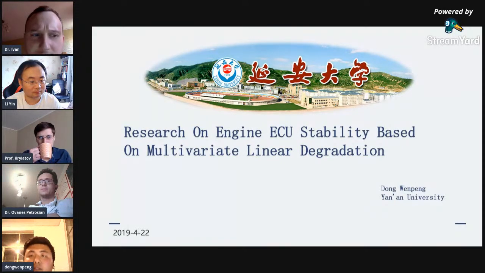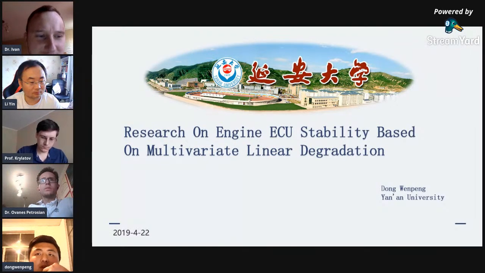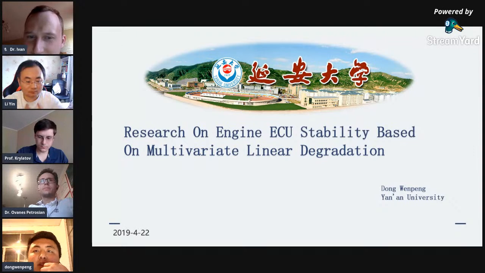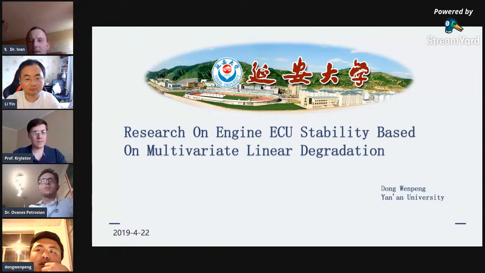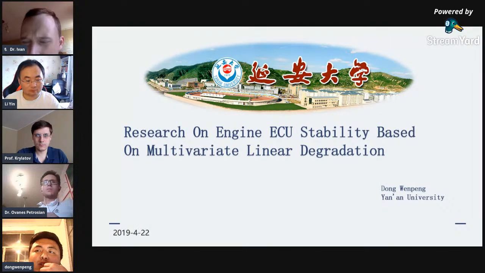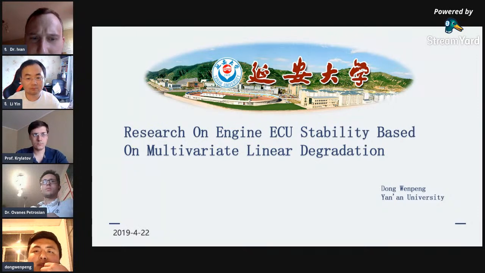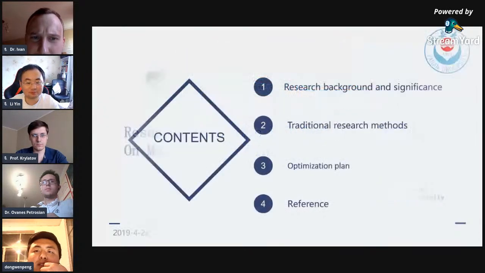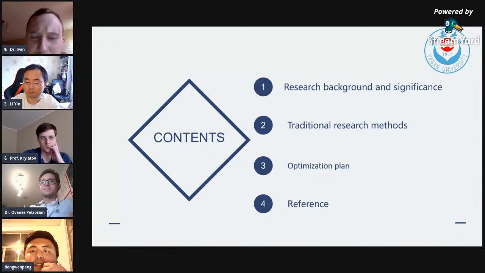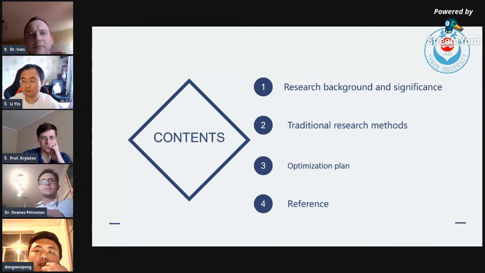Hello, everyone. My name is Dong Wenpeng. I'm from Yan University, majoring in information and computer science. The topic of today's report is to study the stability of engine ECU based on multiple linear regression. This report is divided into 4 parts. The first part is the research background and significance. The second part is the traditional research methods and defects. The third part is the improvement schemes. The fourth part is the references.